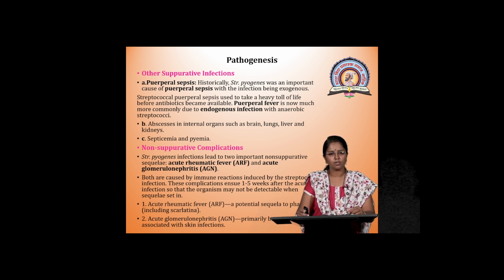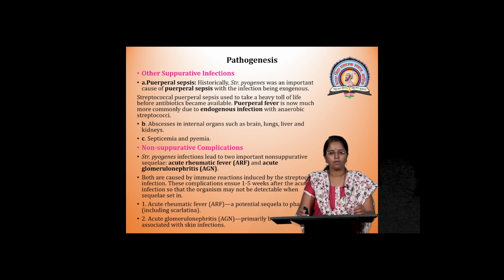Both are caused by the immune reaction induced by the streptococcal infections, and these complications ensue 1 to 5 weeks after the acute infection, so the organism may not be detectable when sequelae set in. When acute rheumatic fever or acute glomerulonephritis occurs, the infection is no longer in the body. The symptoms are due to cross reaction between the antigens of the body and antigens of streptococci.